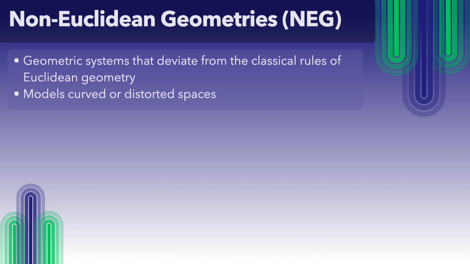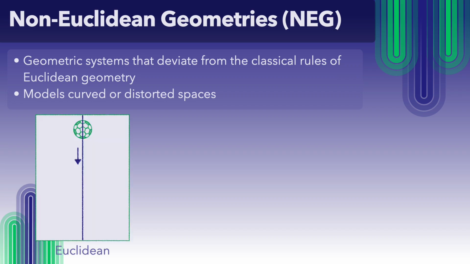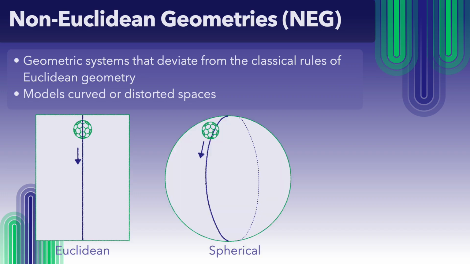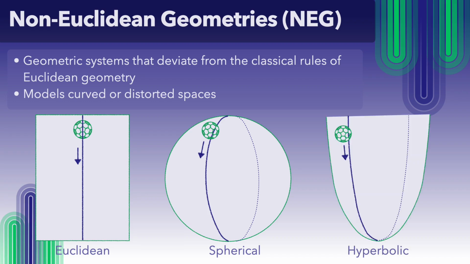Non-Euclidean geometries are geometric systems that deviate from the classical rules of Euclidean geometry, which is the geometry of the plane, which you probably learned in school. Non-Euclidean geometries, by contrast, allow to model curved or distorted spaces. In Euclidean geometry, if one walks without ever turning right or left, the trajectory is a straight line. In spherical geometry, it would be a great circle. And in hyperbolic geometry, it would be a hyperbola.